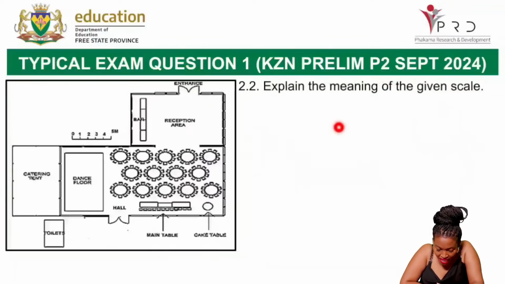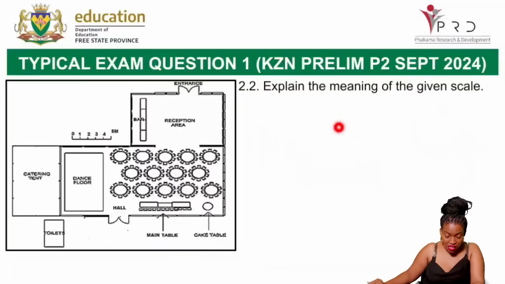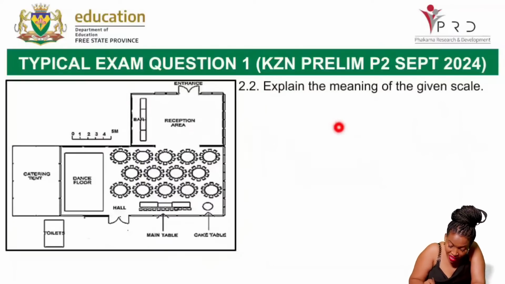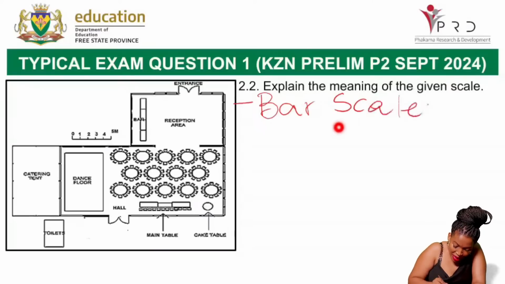2.2, explain the meaning of the given scale. For you to be able to explain the meaning of the given scale, the scale that is given to us, what is the name of the scale? This is a bar scale.